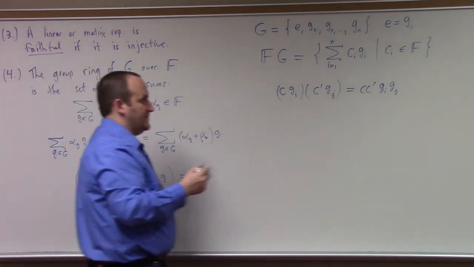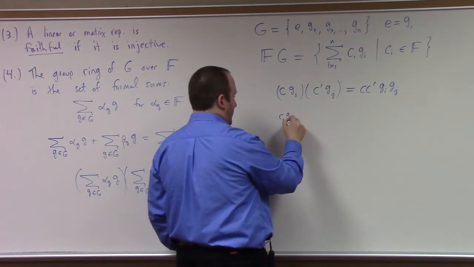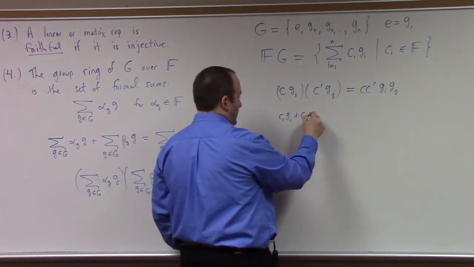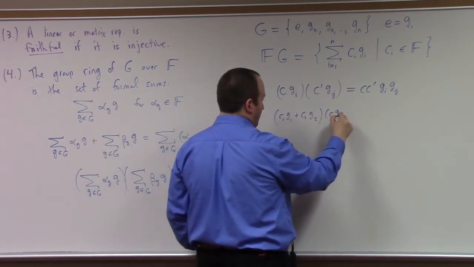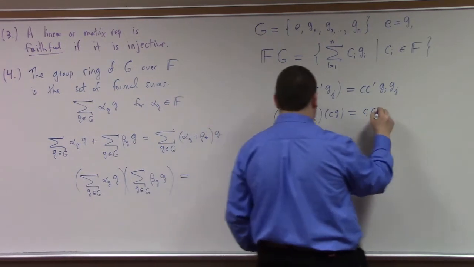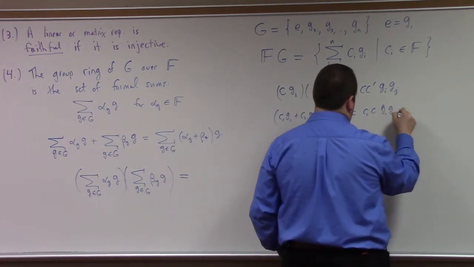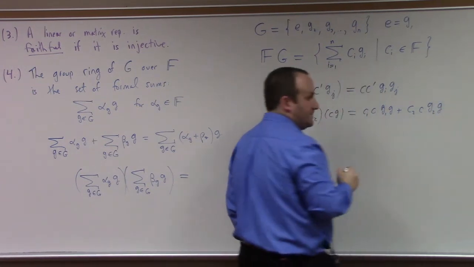And then if you had sums of two things, how would you do it? This is just an example, obviously, right? This would be C1 G1 plus C2 G2, etc., right?